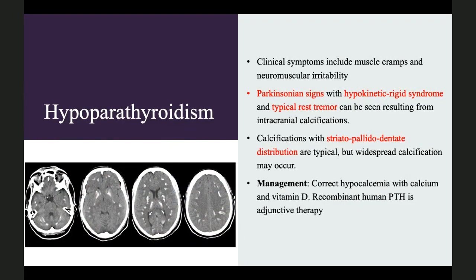So this presents with muscle cramps and neuromuscular irritability. We commonly see Parkinsonian signs, a hypokinetic rigid syndrome, and a typical rest tremor. And as we can see in the images here, we also see intracranial calcification. The distribution of these calcifications is usually striato-pallido-dentate, but it may be more widespread than that. And then management consists of correcting hypocalcemia with calcium and vitamin D.